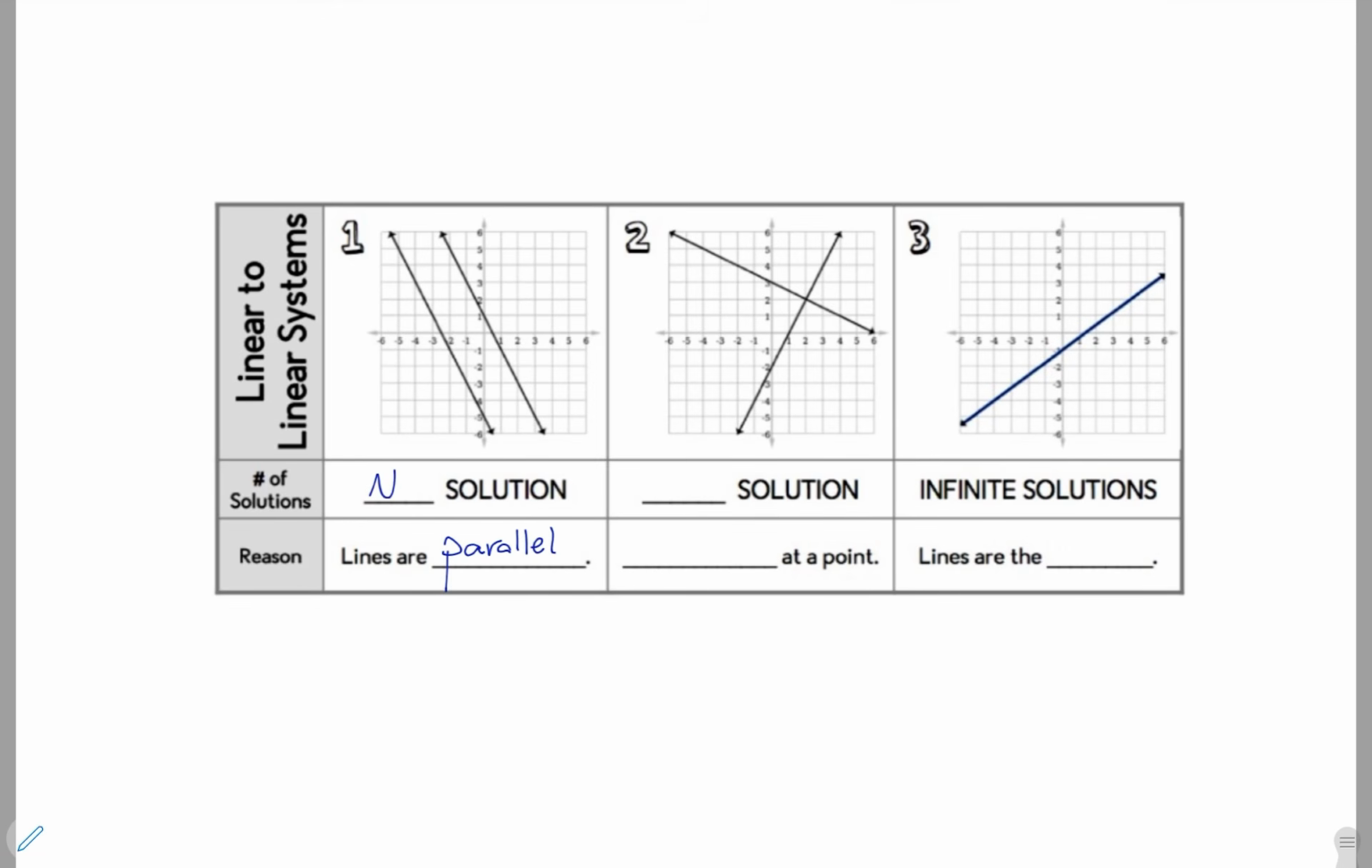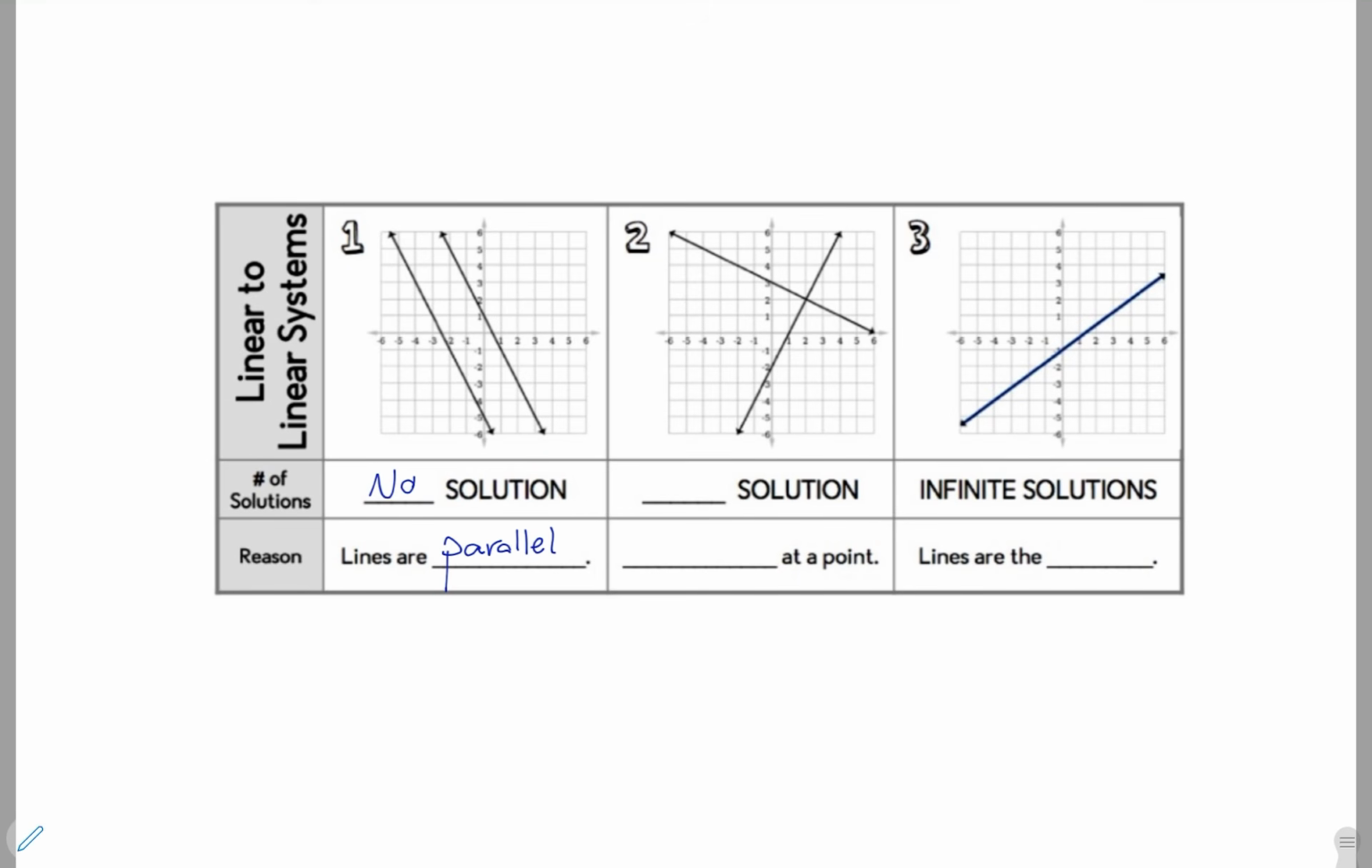They have no solution. As you can see, they never cross each other. This guy's going to continue at this rate. This one continues at this rate. And at no point will these two lines ever cross each other, mainly because they have the same slope. They move at the same rate.